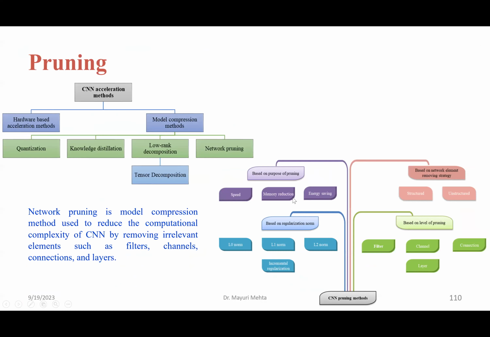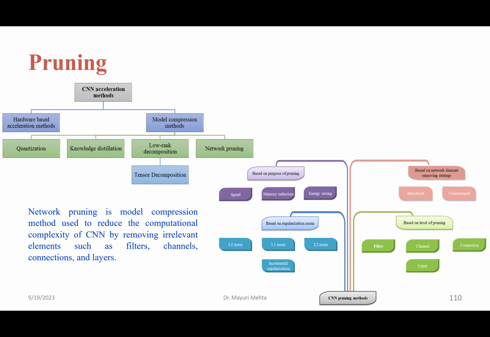There are four types of filter pruning methods, and they are categorized based on purpose of pruning, based on network element removing strategy, based on regularization norm, and based on label pruning. Based on label pruning, there are four: filter pruning, channel pruning, connection pruning, and layer pruning. So many methods are available in the literature for pruning, and research is still going on in neural network pruning.